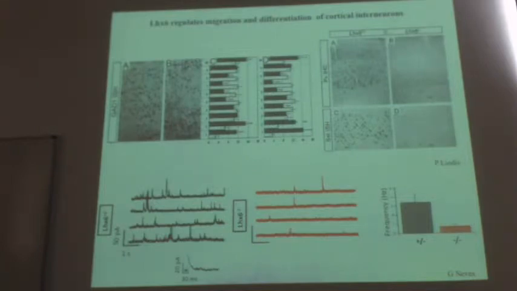Yes, this is a full knockout, but I'm going to briefly describe to you what's happening. As I mentioned, LHX6 is expressed only in interneurons. It's not expressed in projection neurons, so it's a cell autonomous defect that we see.